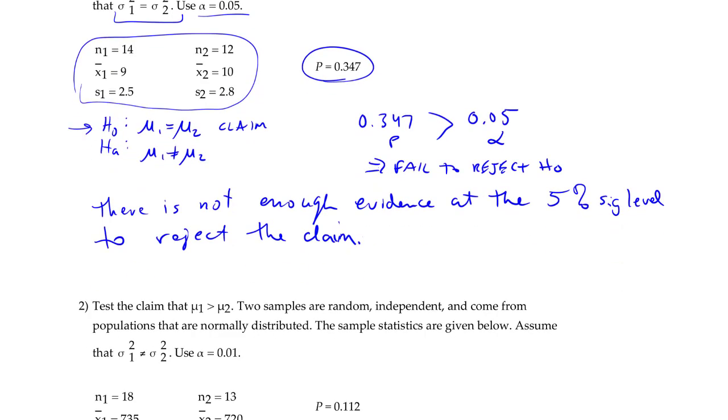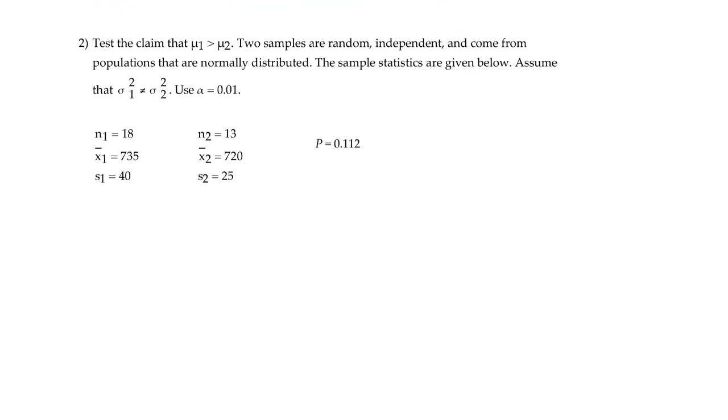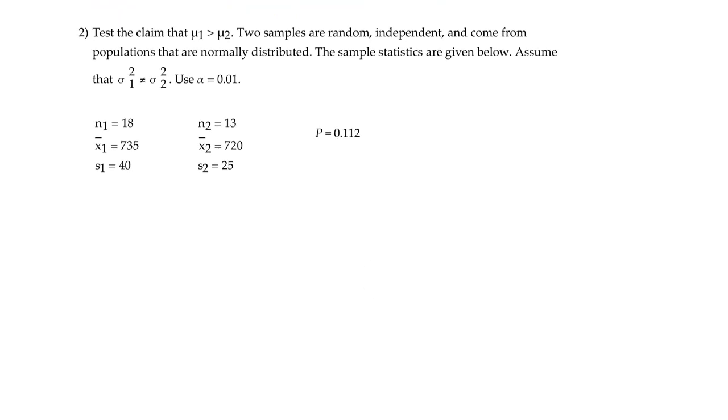Okay, let's look at another one here. Very similar. This time it's that mu1 is greater than mu2 with two independent samples. We have unequal population variances. Now that's not coming into play here because I'm giving the p-value. But we'll see that when we do the SPSS version.